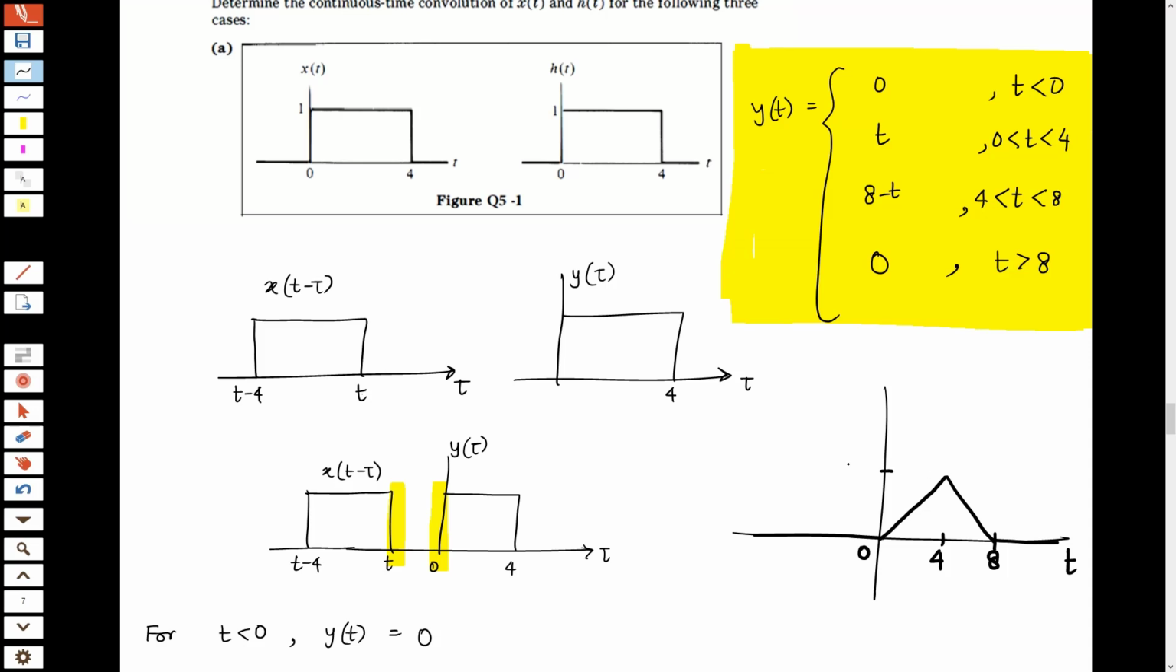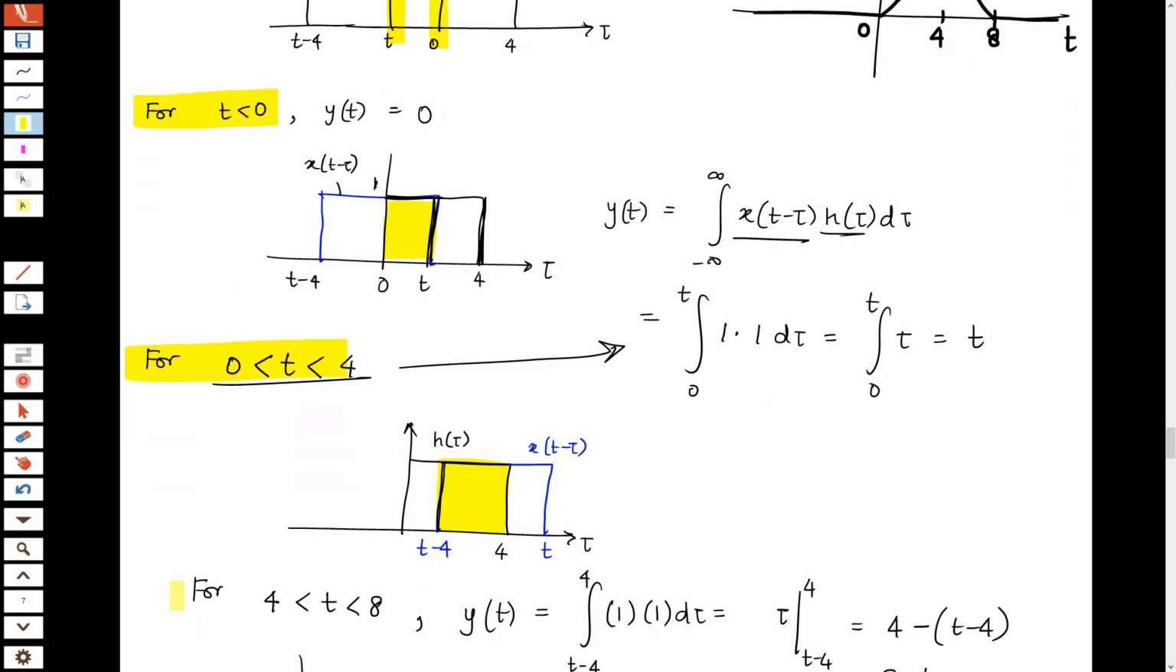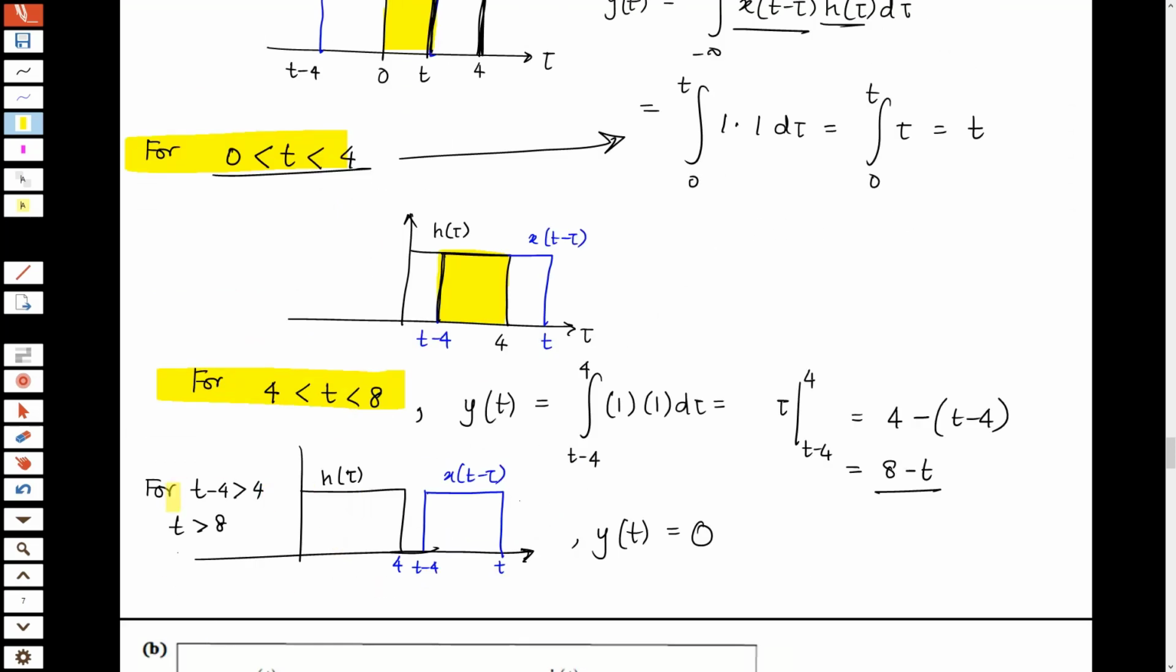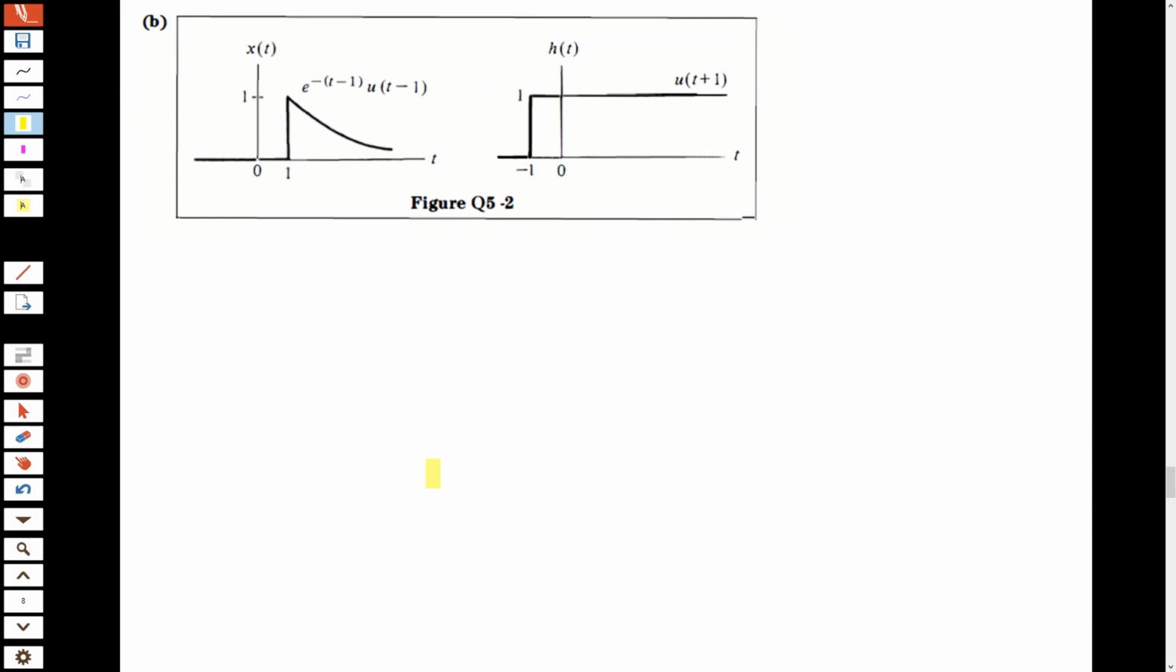What would be this value? This would be 4. So this is how y(t) would be sketched. So you take each case. Also remember to write the range and then find the output, and then summarize it. Remember to summarize it. So we move on to part B.